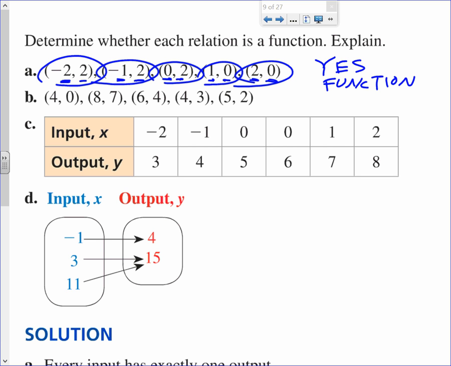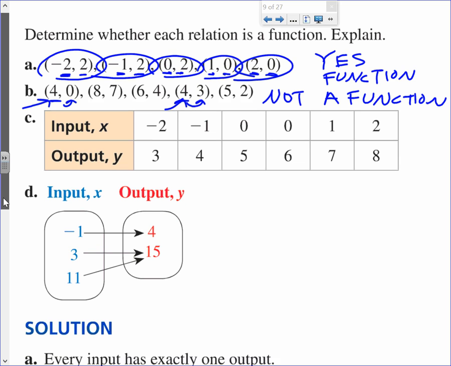But look at B. Look at relation B. B is not a function. Check it out, Valdez. B is not a function because look at 4. 4 is one input. It has an output of 0, but notice how 4 also has an output of 3. So the input of 4 has two outputs, 0 and 3. So this would be not a function. I'm going to write not a function for B. Because look at the input of 4 here, and the input of 4 has two different outputs. In other words, it doesn't have exactly one output. That's how you can tell whether a relation is a function or not.